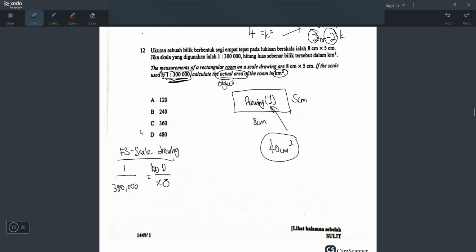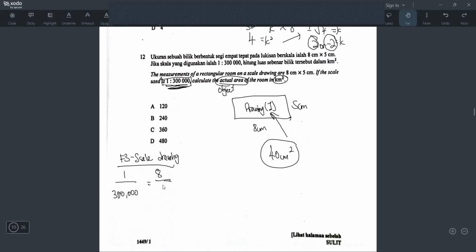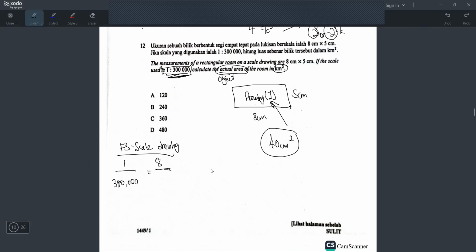The answer is no, you cannot do it like this, because this is in cm square. What you should do now is actually put in 8. I mentioned in my last question also, if it's area, you cannot do it like this. This formula you can use only if it's length, because the formula for scale factor is length of image divided by length of object. You cannot put area inside the scale factor formula. For area, you can use the other formula. But before I do this, first I have to write: this is the drawing, this is the object, right?